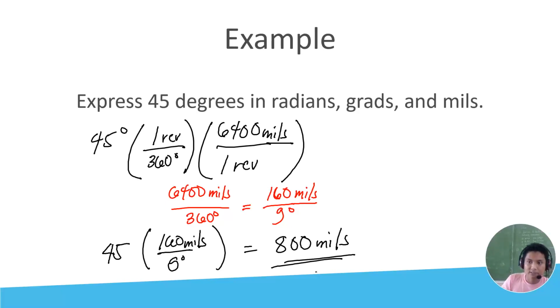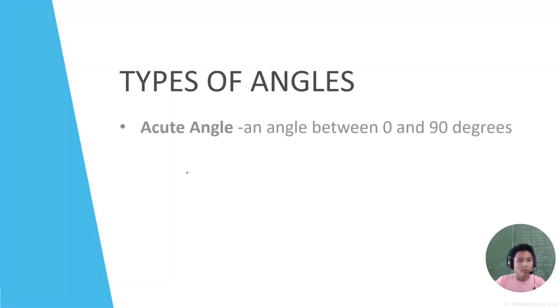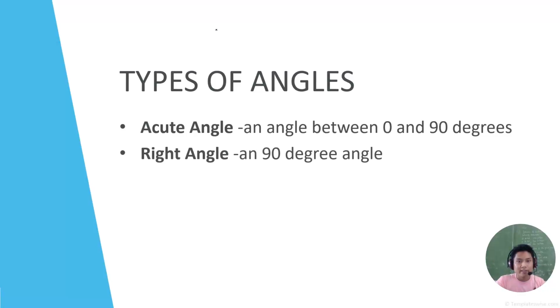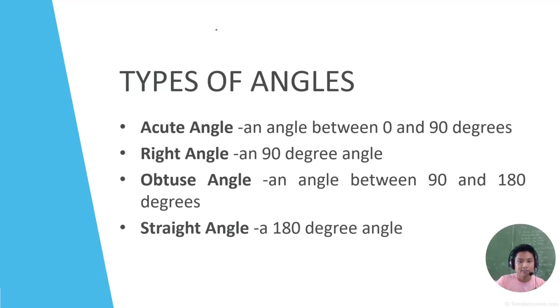And that's the answer. Okay? So what are the types of angles? We have an acute angle, an angle between 0 to 90 degrees. Right angle, if that angle is exactly 90 degrees. Obtuse angle, angles between 90 to 180 degrees. And a straight angle is exactly 180 degrees in value.